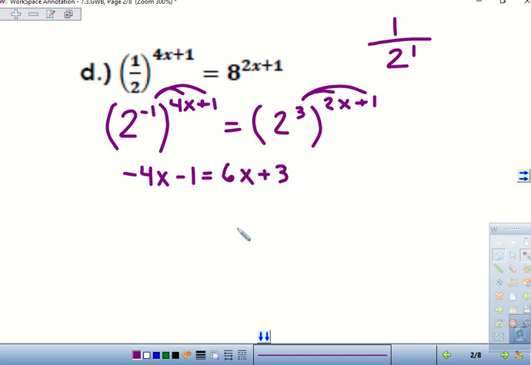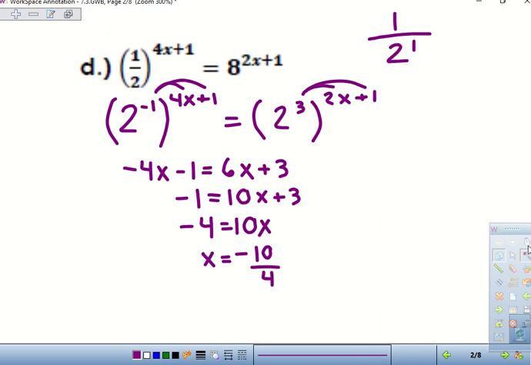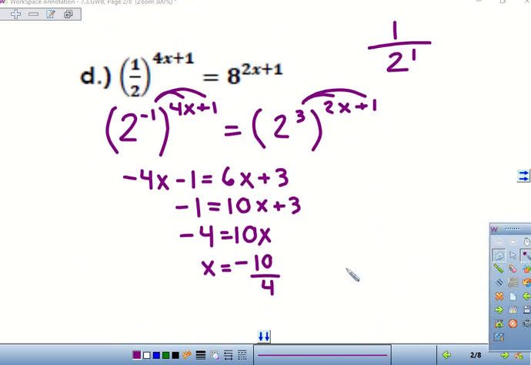I'm going to start by adding 4x to both sides. And then I'm going to subtract 3 on both sides. And then I'm going to divide by negative 4. And I end up with this, but that can be reduced, right? What can that be reduced to? Good, negative 5/2.